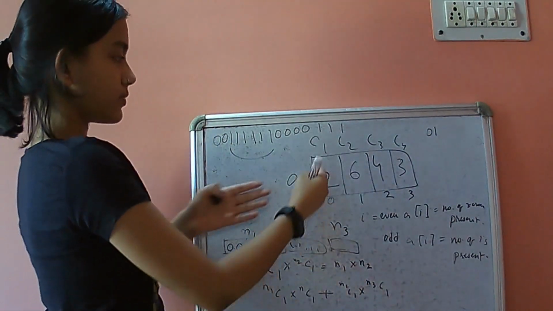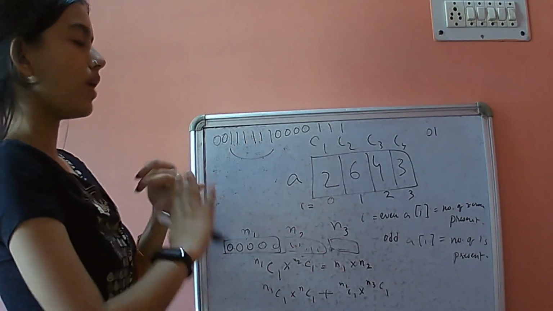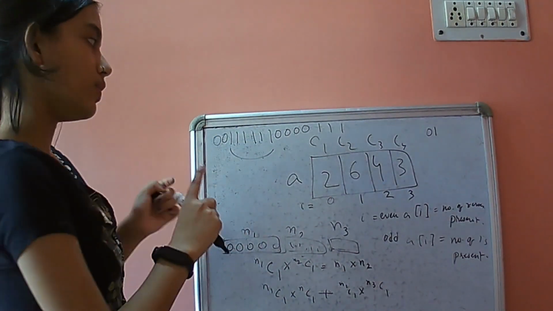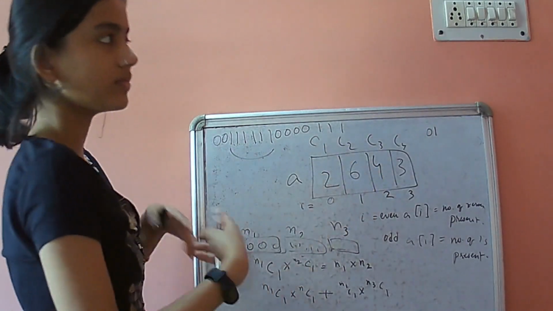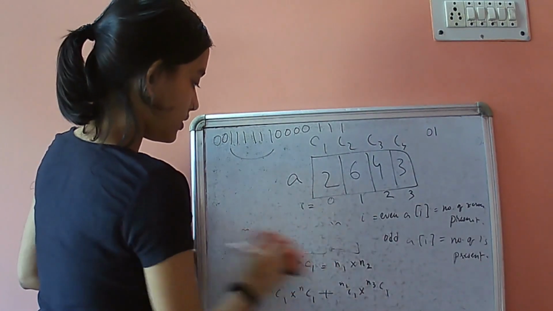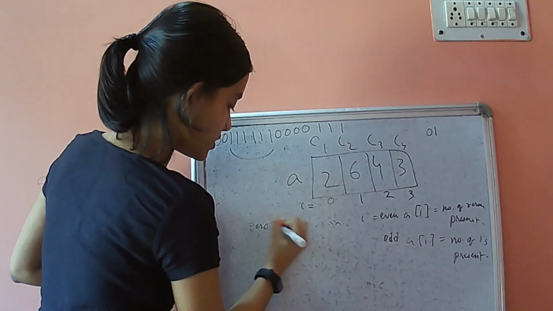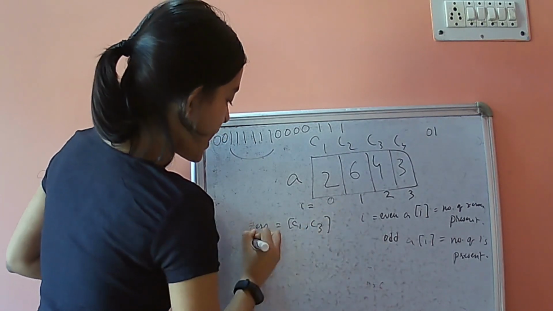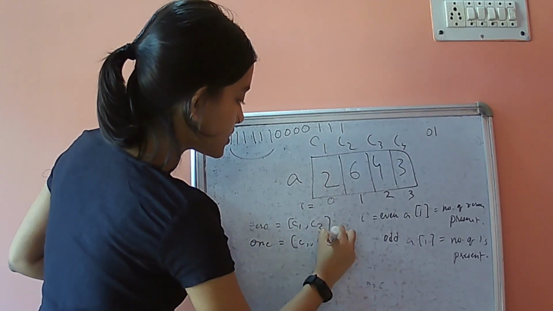So once we have our arrays which contain the number of zeros and ones at their respective positions, we can only swap between the elements of zeros and the elements of ones. We cannot swap, say, 2 or 6. We can only swap 2 and 4 if we want. This is the array for 0, which contains C1 comma C3, and this is the array for 1, which contains C2 comma C4.